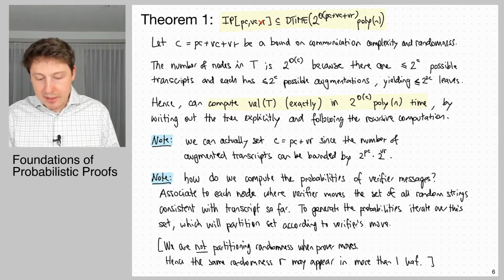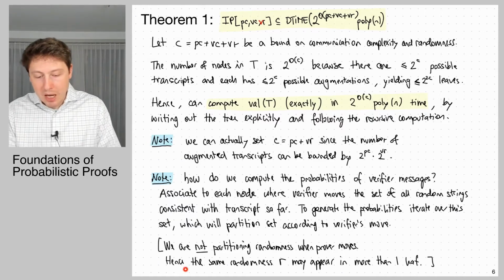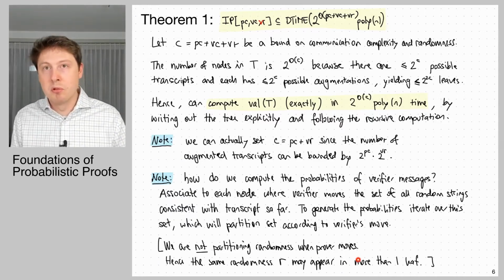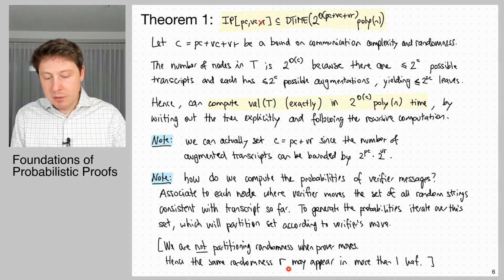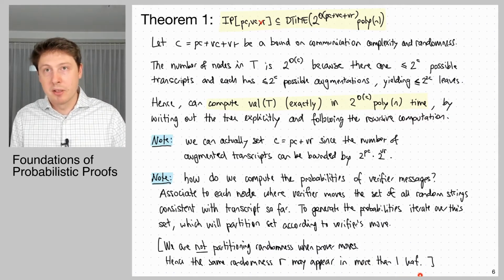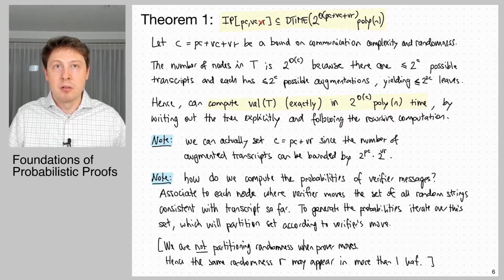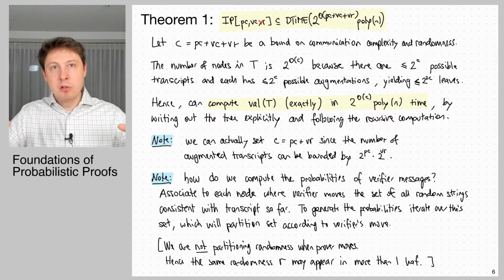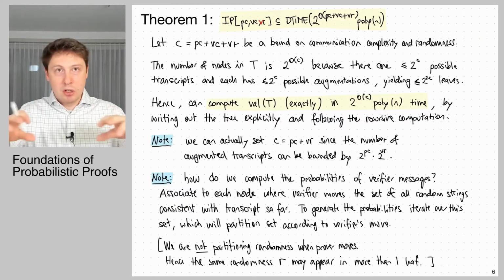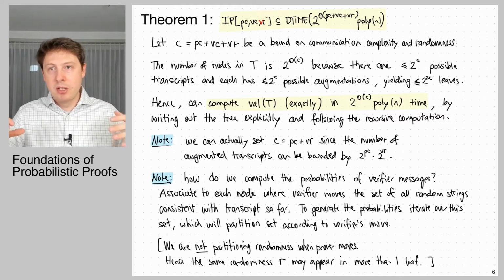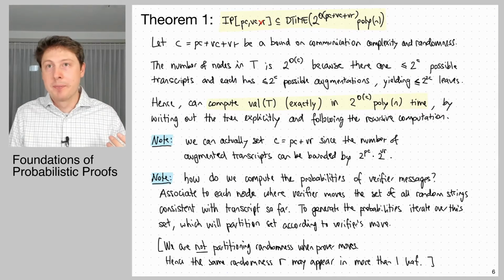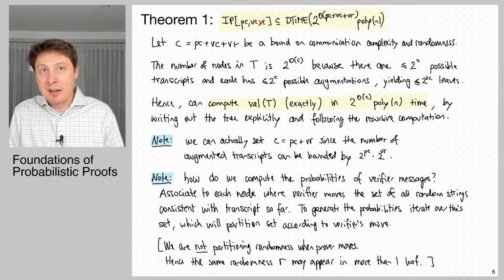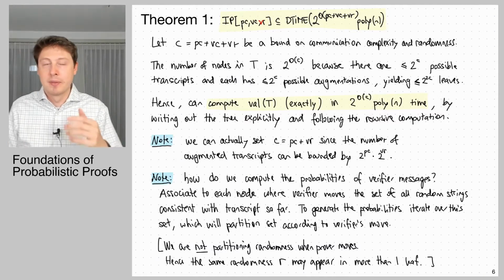Also notice another thing that may not be obvious: we're not partitioning when the prover moves, right? When the prover moves, that's his move. In particular, it could be that the same randomness may appear in more than one leaf, because when the prover moves, you're going into different subtrees, but it shouldn't affect which randomnesses are consistent so far. It's only the verifier messages that affect that, right?